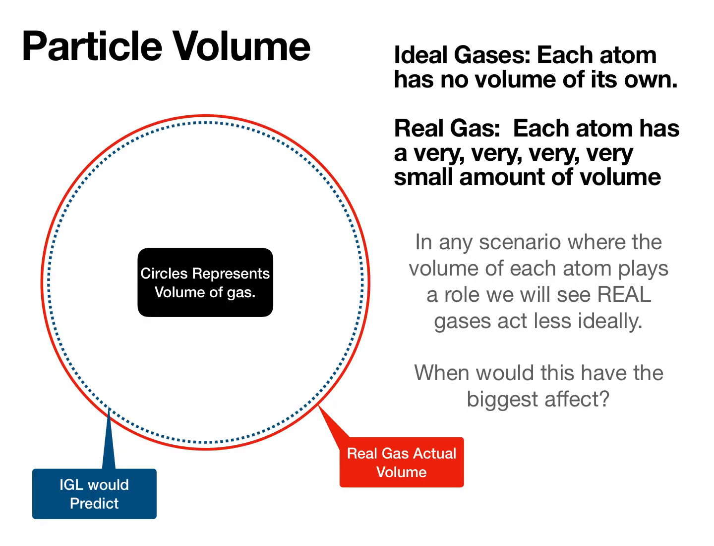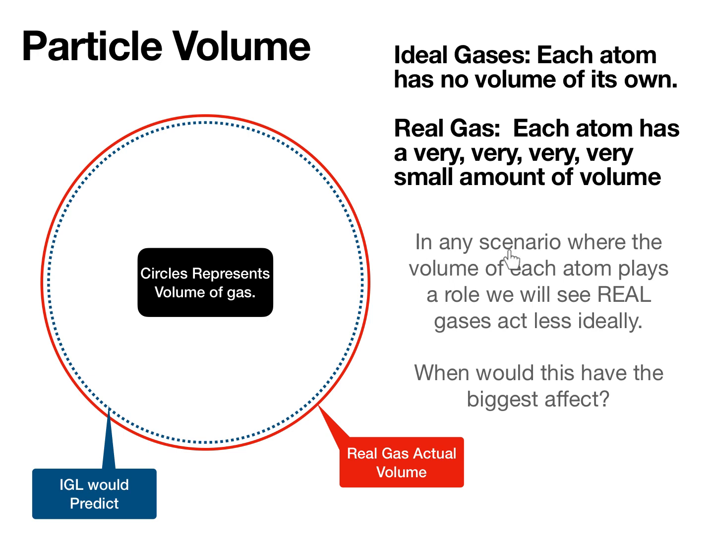Now, what about the particle's volume? The actual gases, the particles themselves, take up a little bit of space. And so we believe that in the ideal gas, each atom or molecule has no volume of its own, but real gases do have a very, very small amount of volume. So if this dotted line represents the volume of the ideal gas, well, because each of the particles of the real gas do have volume, then the actual volume of the real gas would be slightly larger than the volume of the ideal gas, because in a real gas, the particles add to the volume of the gas itself.